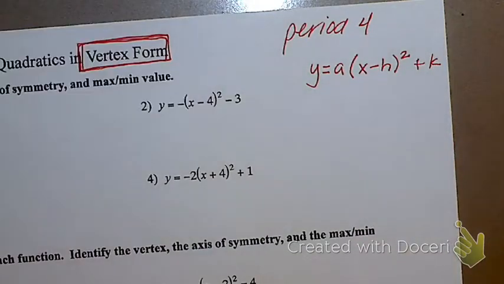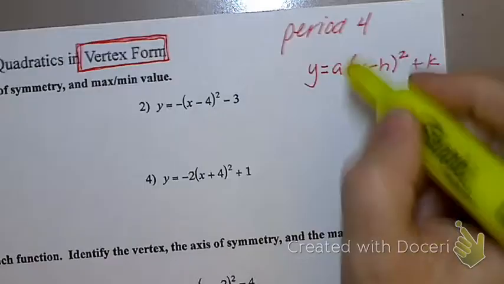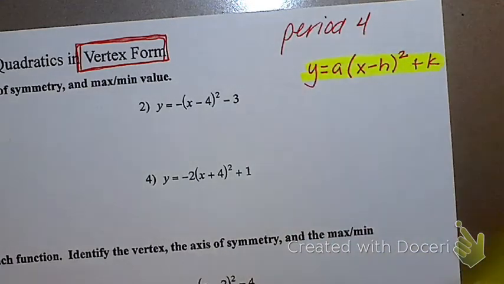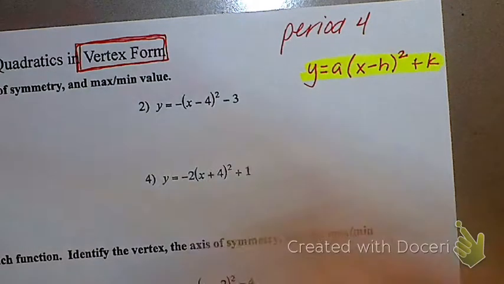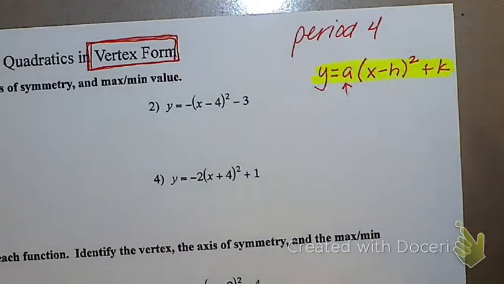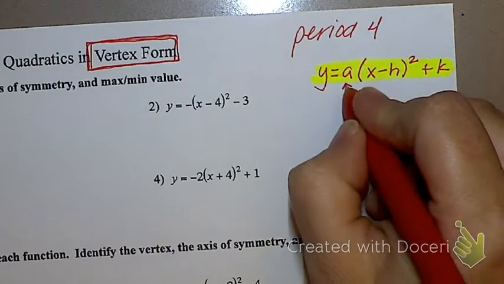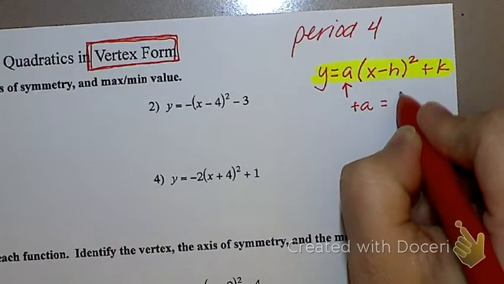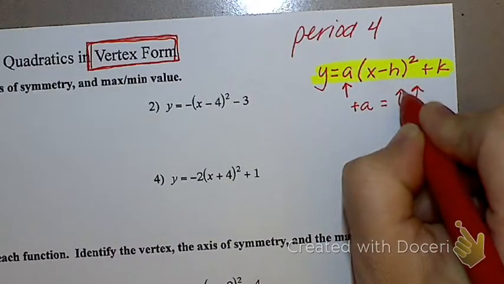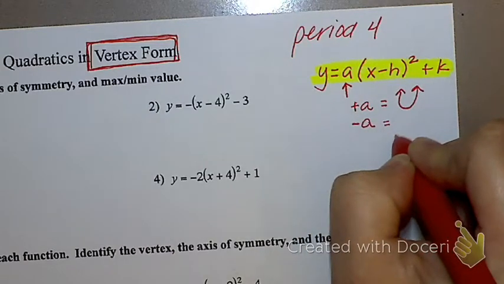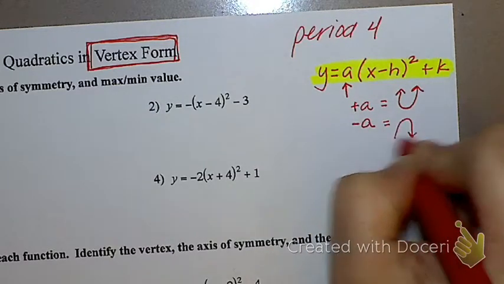Okay, so let me explain this to you. We learned yesterday a little bit about this a thing. Do you remember that? What does a determine? A positive a means what? It opens up. It's a happy parabola. A negative a value means it opens down, which means it's a sad parabola.